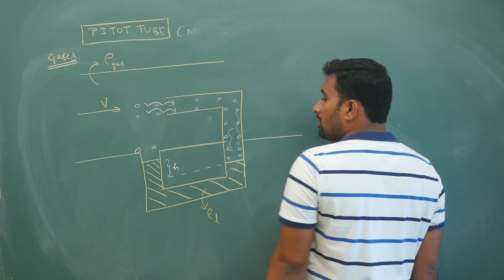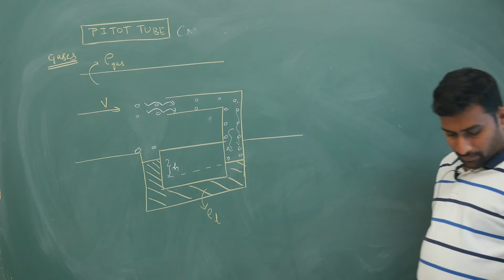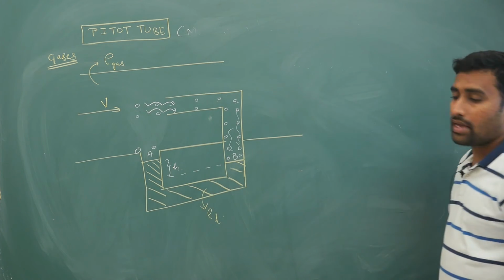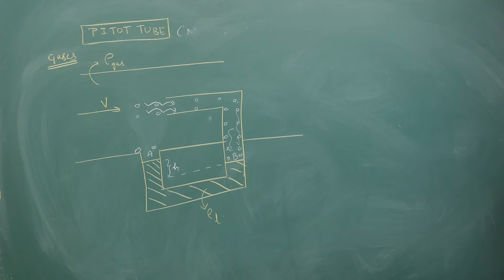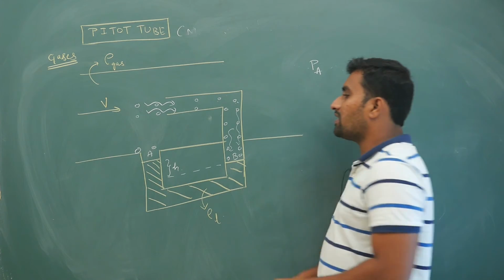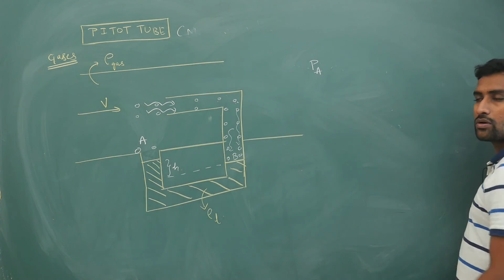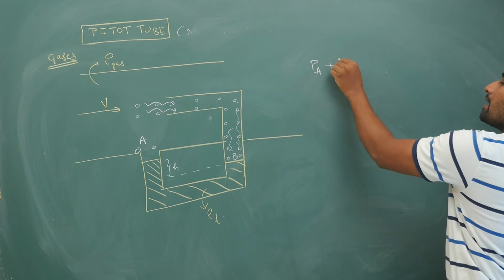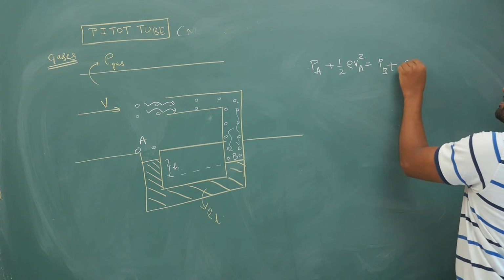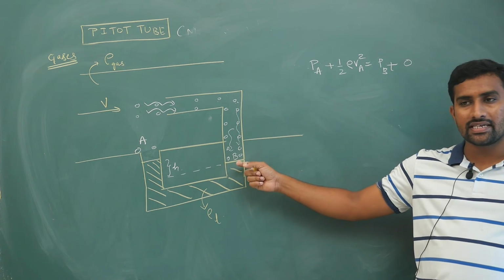Now Bernoulli's equation, between which 2 points are you supposed to apply it? Between these 2 points A and B here. Your point A is where? Not on the surface of the liquid, somewhere here you can take. Of course it will be close only, don't worry. So PA plus half rho VA square is equal to pressure at B plus 0, because at this point the velocity of these molecules is 0.